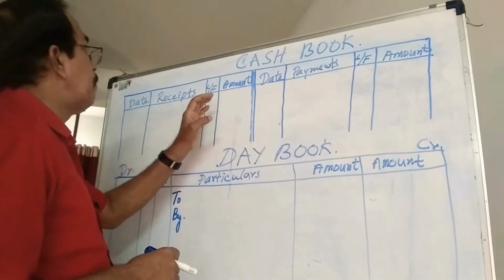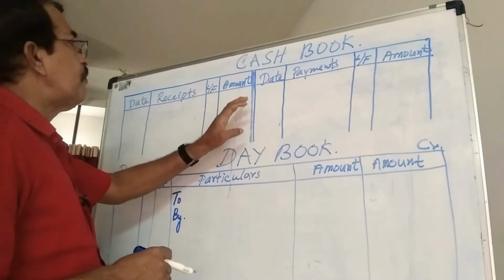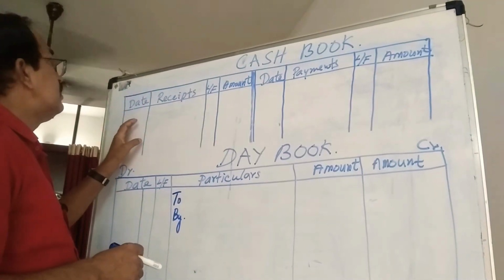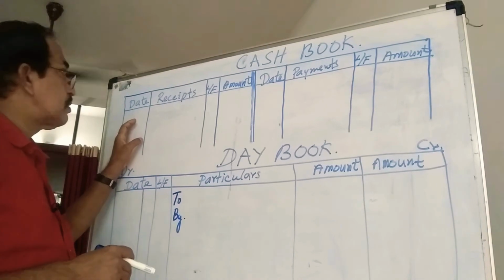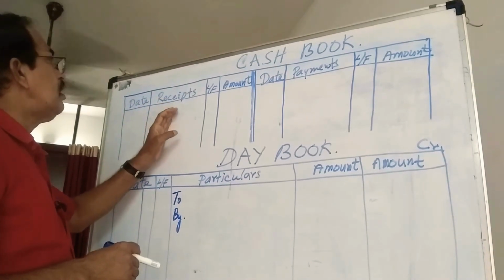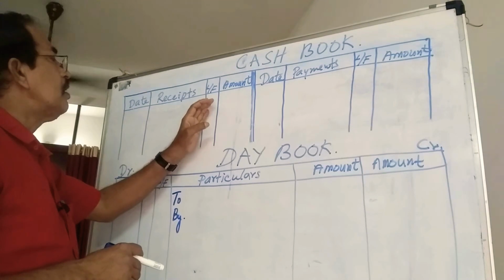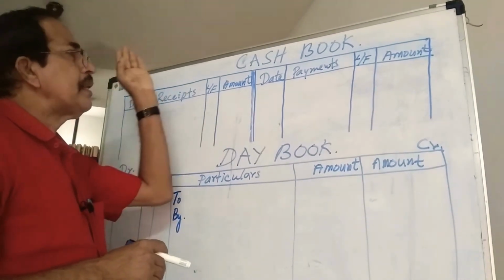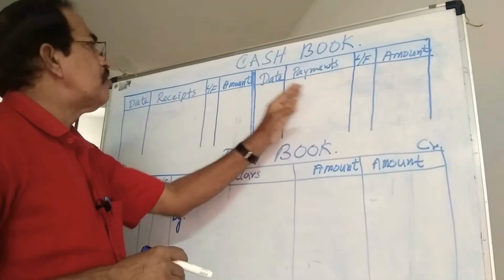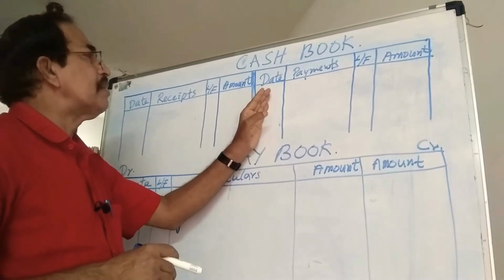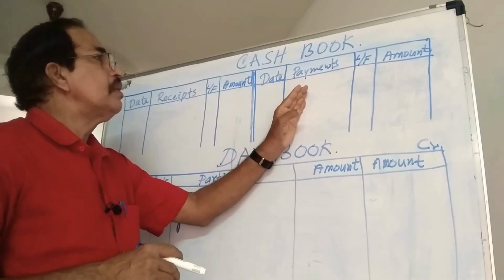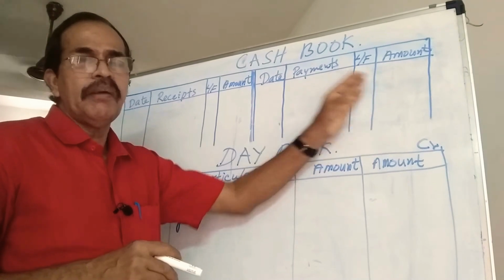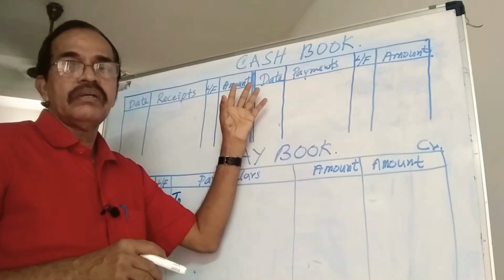Now, if we look at the cash book very closely, we can find that there is a date column on the left side, then a receipt column, a ledger folio column, and an amount column. Most of these columns are repeated on the other side also. There is a date column again, a payment column, a ledger folio column, and an amount column. Some of the columns are repeated. So what shall we do?